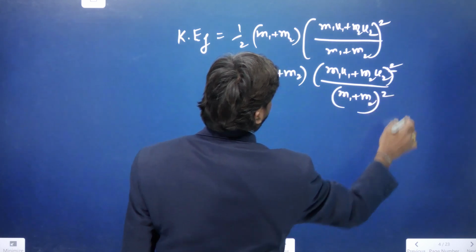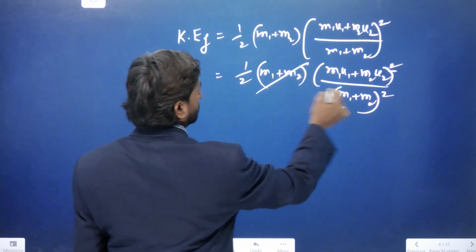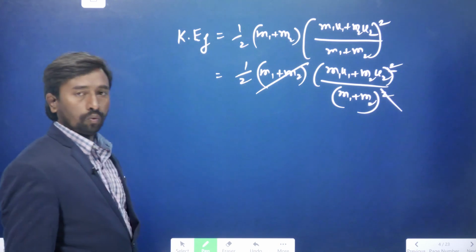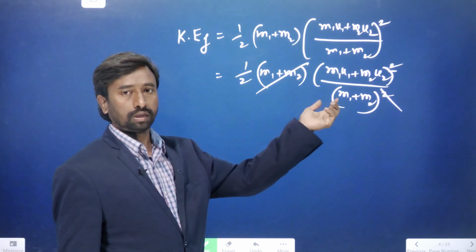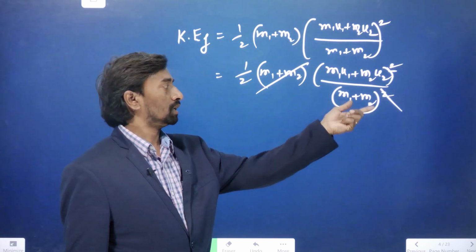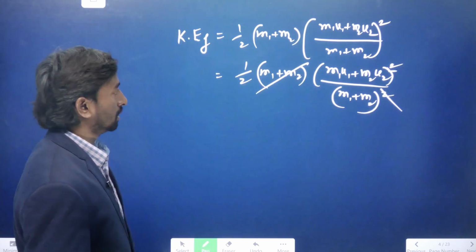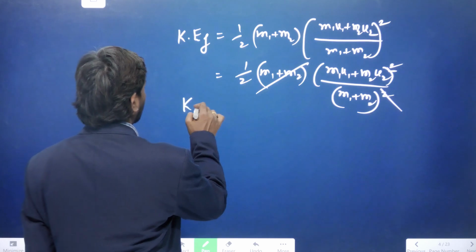So numerator and denominator we can write separately. Then this value and this value will be cancelled. Here m1 plus m2 whole square is there, m1 plus m2 into m1 plus m2. One m1 plus m2 will be cancelled, and the remaining will be the kinetic energy.